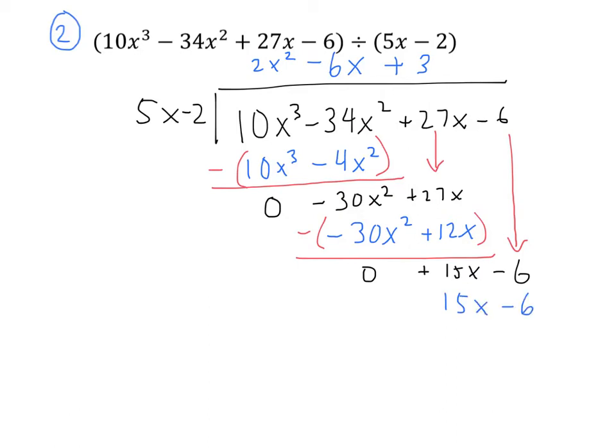Let's go ahead and subtract that. So 15x minus 15x is 0. And then negative 6 minus a negative 6. This becomes plus 6. So negative 6 plus 6 is also 0. Right? So we have nothing here at the end, which means there's no remainder. So the final answer is 2x squared minus 6x plus 3.